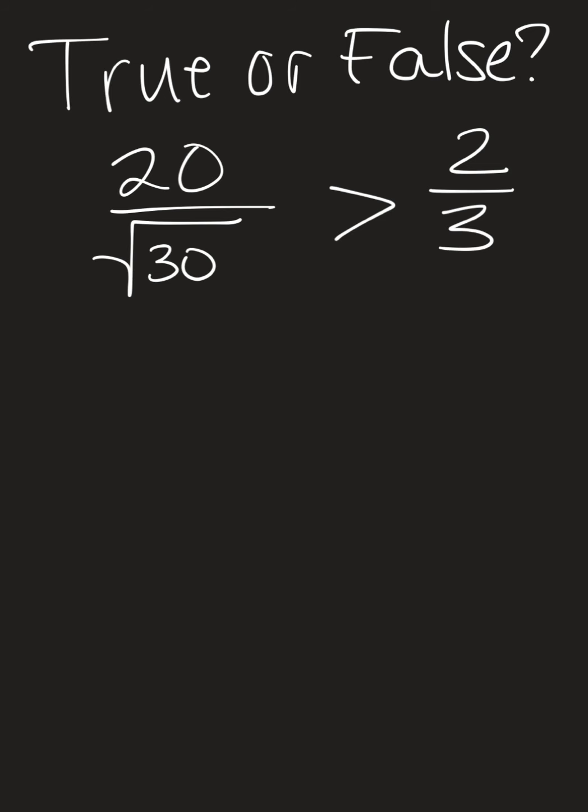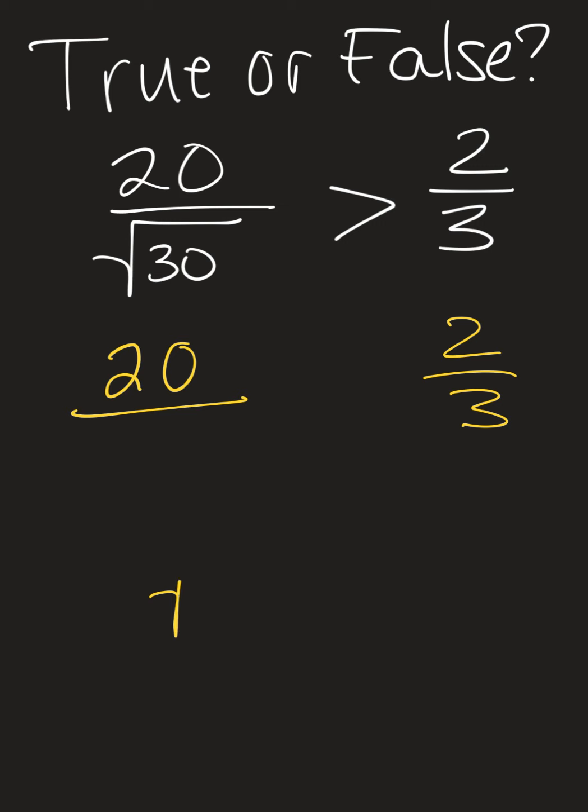For this next one, we have 20 over the square root of 30 is greater than 2/3. Now, at first glance, it might seem like they're equal to each other, right? We have 20 over 30 equals 2 over 3. That would simplify to exactly the same thing. But 20 over the square root of 30 is not quite the same. So I'm going to approximate the square root of 30 before I do anything else. So 20 is on top. Still have my 2/3 here. I'm going to just set that over there.